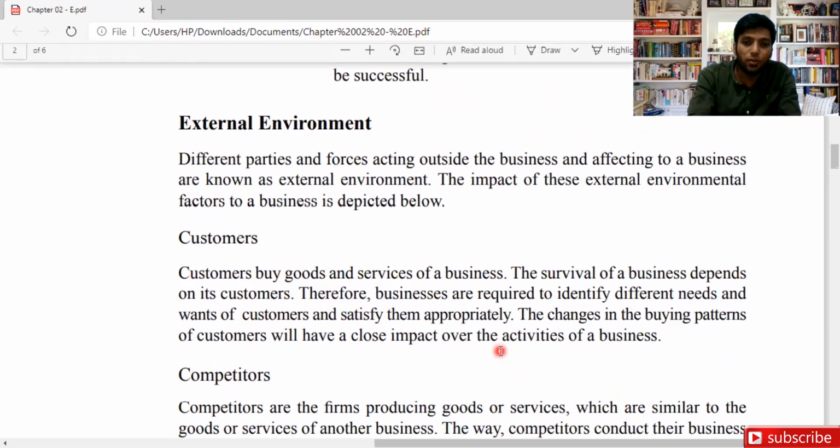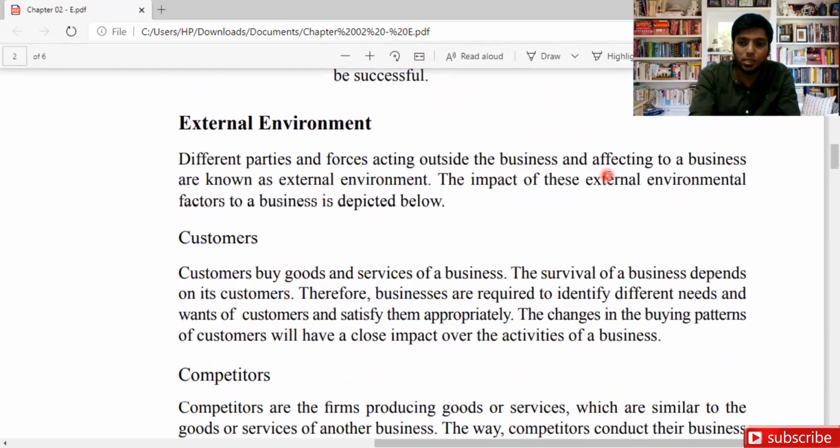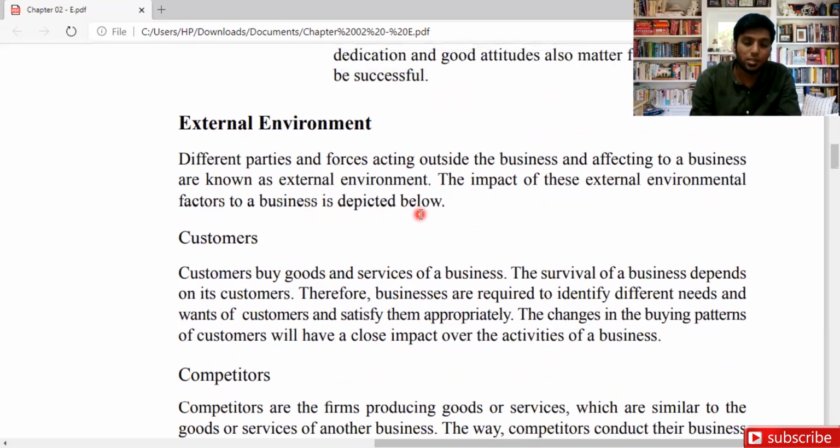External environment: the different parties and forces acting outside the business and affecting a business are known as the external environment. The impact of these external environment factors on a business is depicted below. So they are given below. Number one, customers. Customers are the king of a business. Philip Kotler, the marketing guru, has said customers are king. So if you can satisfy customers, you're almost done with the business.